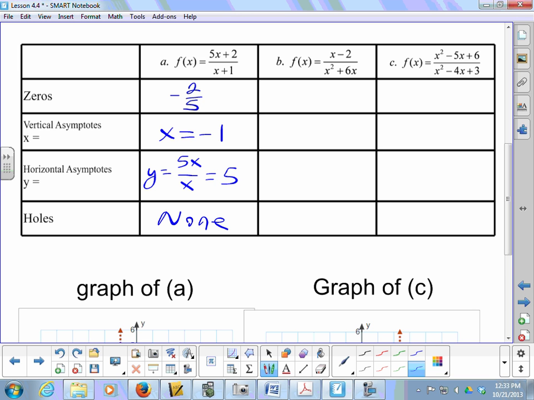Letter B. So if it needs to be factored, that's the first thing you're going to do. So here we have x minus 2 over x squared plus 6x. So we're going to factor the denominator. We get x times x plus 6. All right. So for the zeros, where does the numerator equal 0 at? Okay, so I have a 0 at 2.